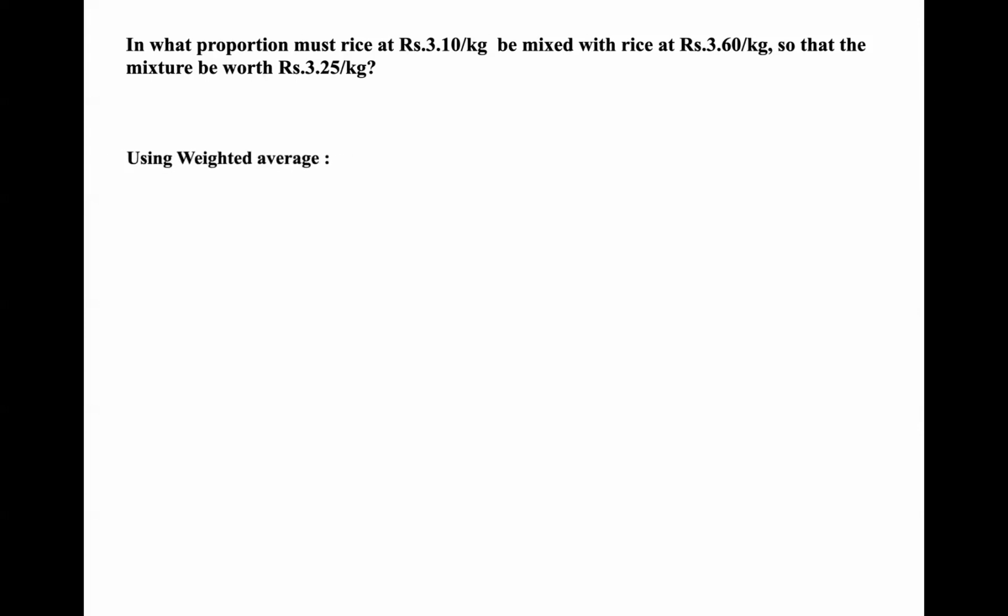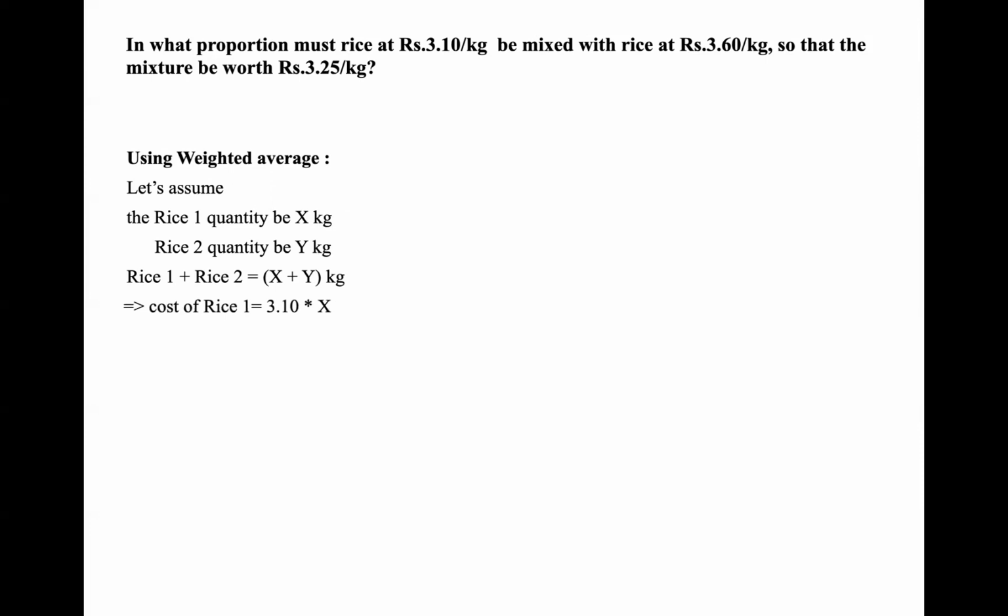First we try to solve this using weighted average. Let us assume rice 1 quantity is x kilogram, rice 2 quantity is y kilogram. So it means the mixture of rice 1 plus rice 2 has a quantity of x plus y kilogram. Now try to find the cost of rice 1. That is 3 rupees 10 paise into x kilogram. Cost of rice 2 is 3 rupees 60 paise into y kilogram.